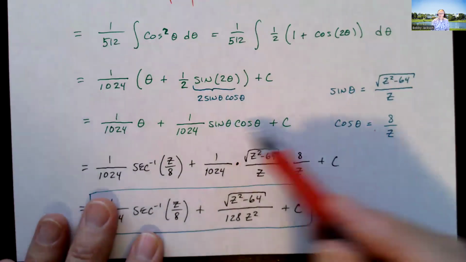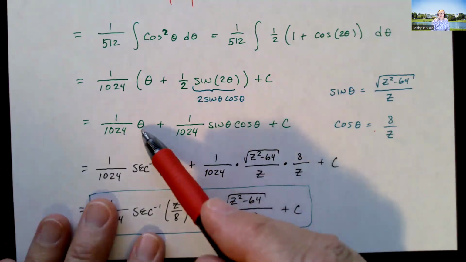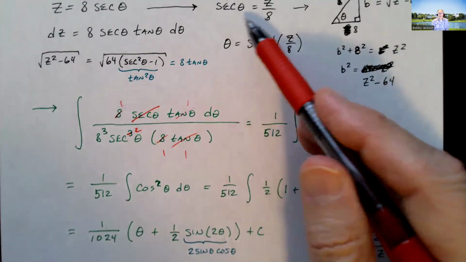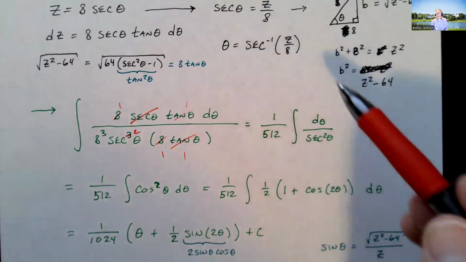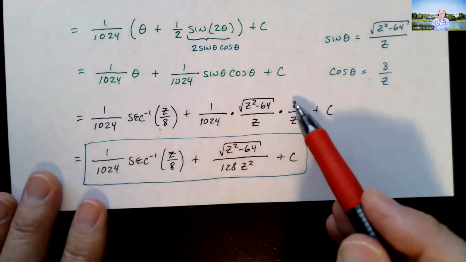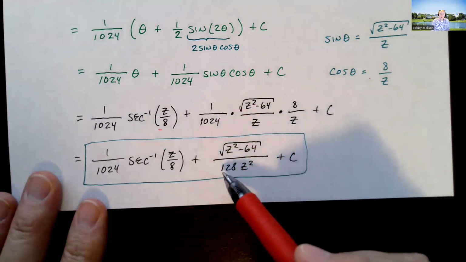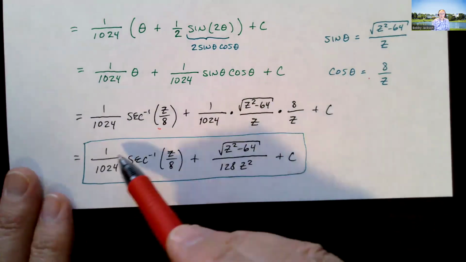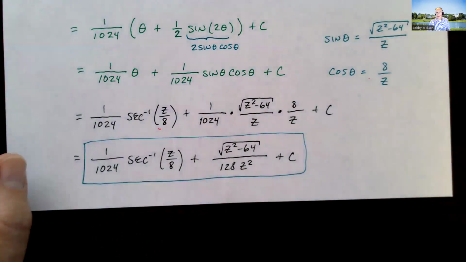So replacing sine of theta with this expression and cosine theta with that expression. And for theta, you can simply use this expression here. Remember, since secant theta is z over 8, theta is the secant inverse of z over 8, or arc secant of z over 8. And just cleaning this fraction up, 8 over 1024 is just 1 over 128, z times z down here. And this is our antiderivative. What a lovely function it is. And I hope this helps.